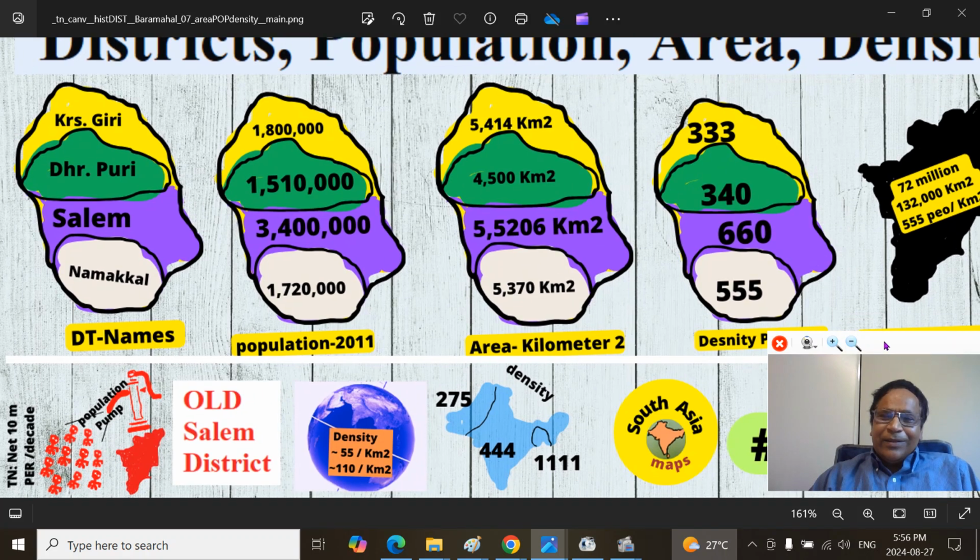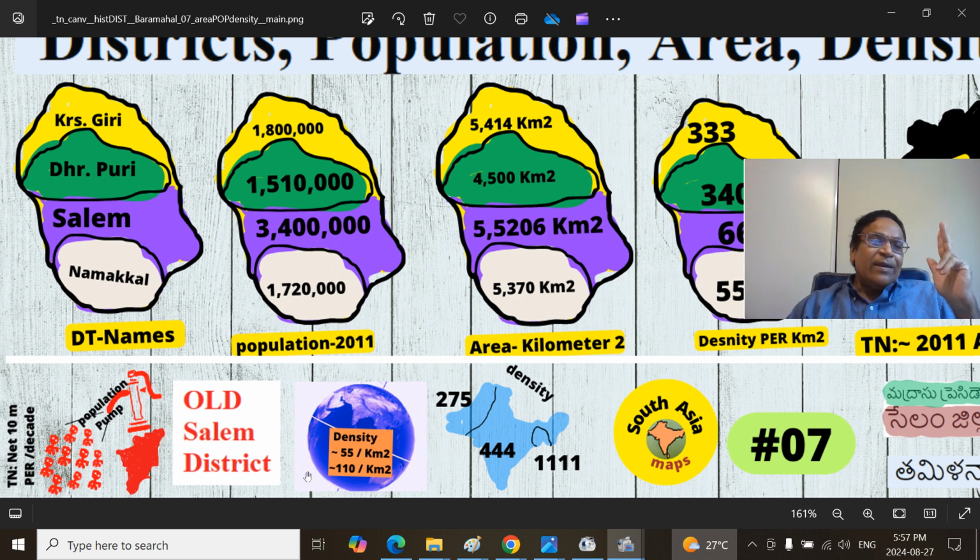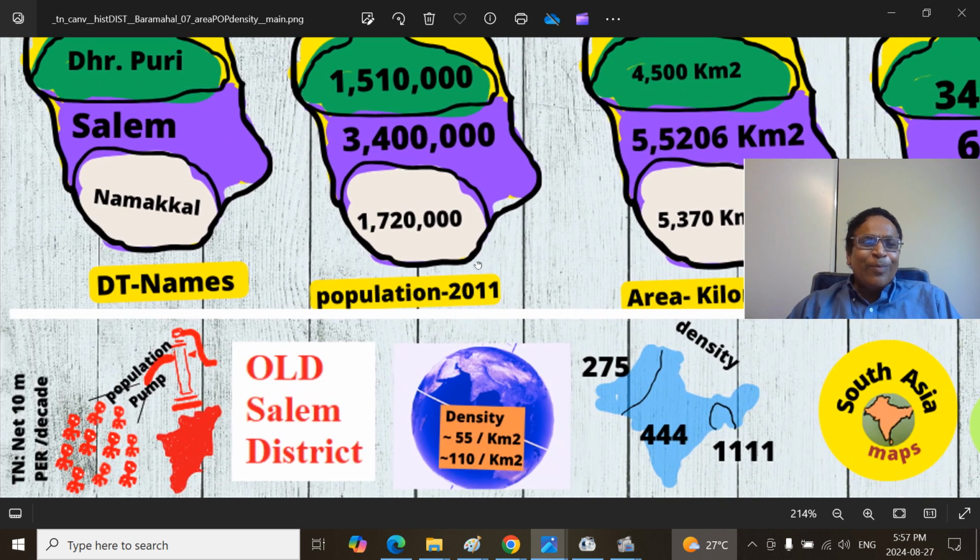And Tamil Nadu, every decade, two general elections, pumps net 10 million people. You see the 10 here, 5 here, 5 here, each human being. That's called population pump. Old Salem district population pump. This is the Tamil Nadu. Tamil Nadu net 10 million per decade. 10 million net per decade. Whatever people we have, every decade you are adding roundabout 10 million net population to the province.